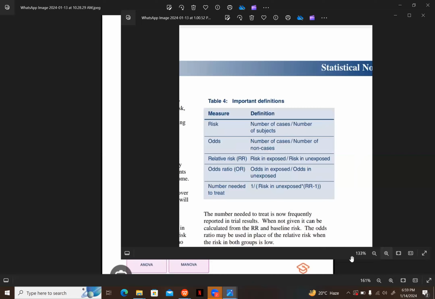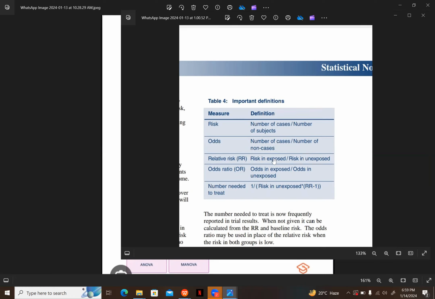These are just the definitions to build your concepts. What is risk? Risk means the number of cases divided by the number of subjects. Number of subjects means the total population, and number of cases means the disease. So disease among the total population is the risk. Similarly, odds is the number of cases divided by the number of non-cases, okay? Not all the people, but the non-cases. It is just a comparison between who got the disease and who did not.